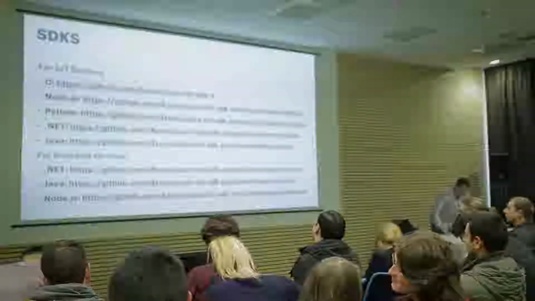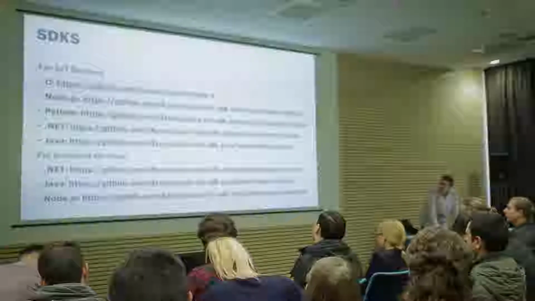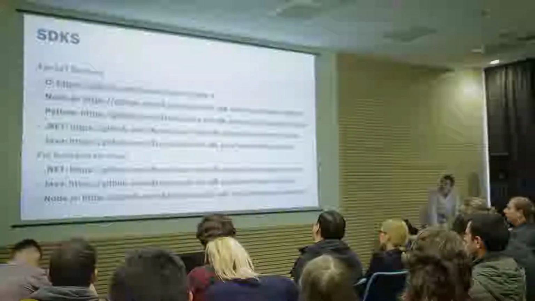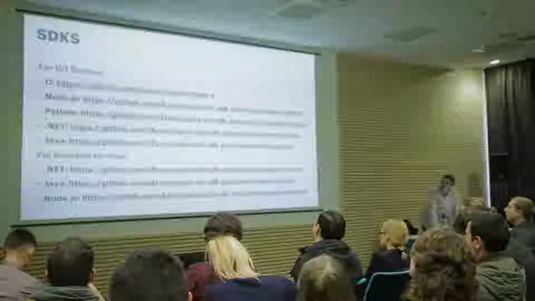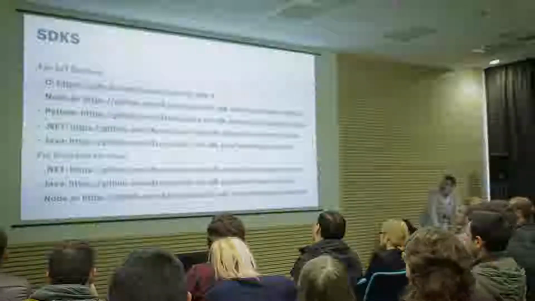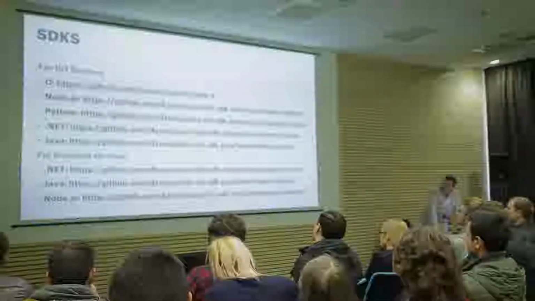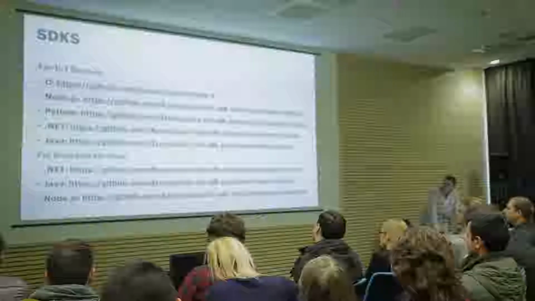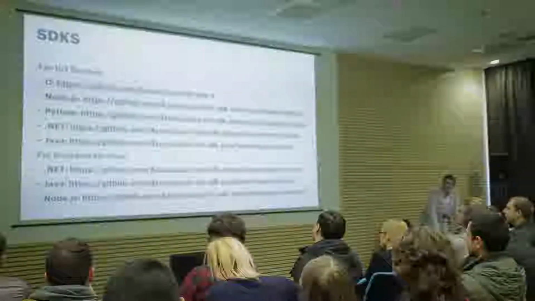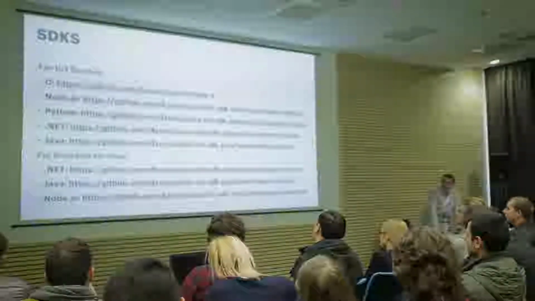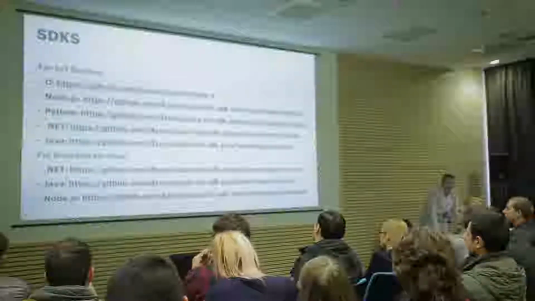So, SDKs for devices and for backend services. Basically, for devices there are C SDK, Node.js, Python, of course .NET and Java. For backend services there are .NET, Java, Node.js, and there are also Python and C.